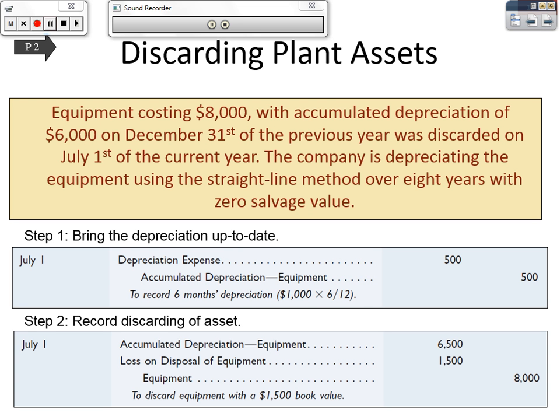The depreciation. 500 here to bring it up to date, right? Plus the 6,000 that was already accumulated on it. That's a total of 6,500, right? And then they had to discard it for how much? The 1,500 was the remaining book value.